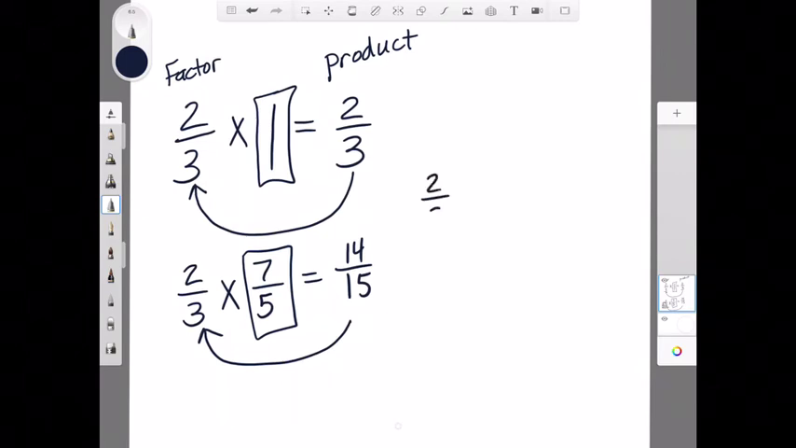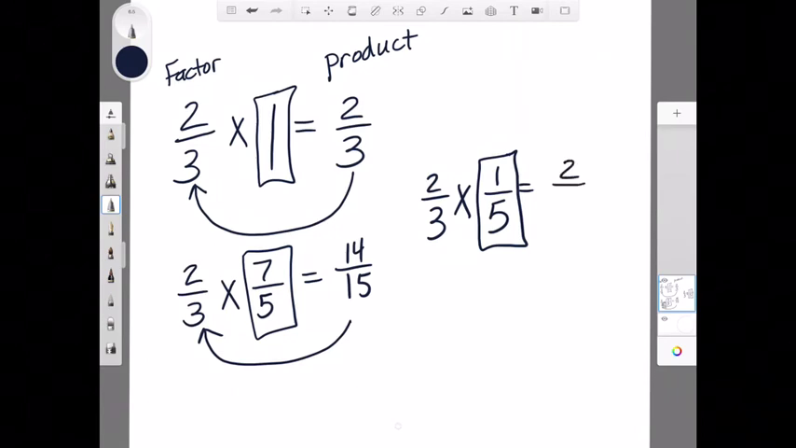Okay, now the other one would be to choose a fraction that is less than 1. So that would be a proper fraction. Let's do, for example, 1/5. This is less than 1 because our numerator is less than the denominator. And if we multiply that, we get 2/15, and 2/15 is less than 2/3. The product is less than the factor that we started with. So that's just a quick review to help you with the spiral review at the bottom of homework 76.